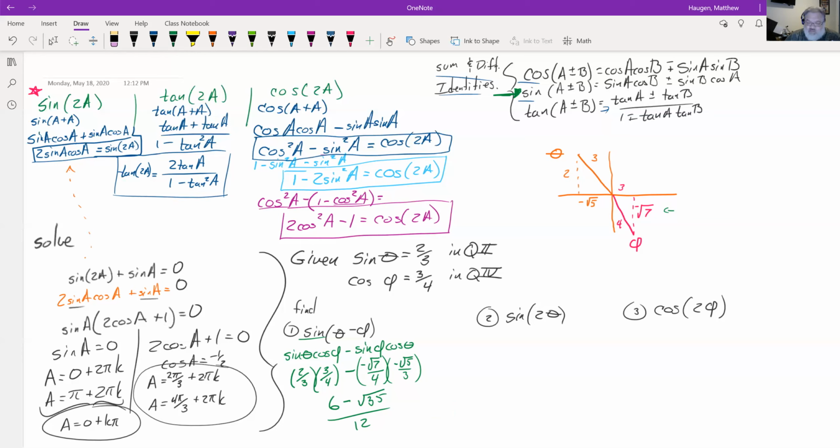Now, if we wanted to compare that to Dominic's decimal approximation 0.007, 0.007 was quite small, but 6 minus the square root of 35, that should be quite small. Square root of 36 would be 6. So 6 minus square root of 35 is quite small. Divided by 12, that 0.007 sounds pretty reasonable.